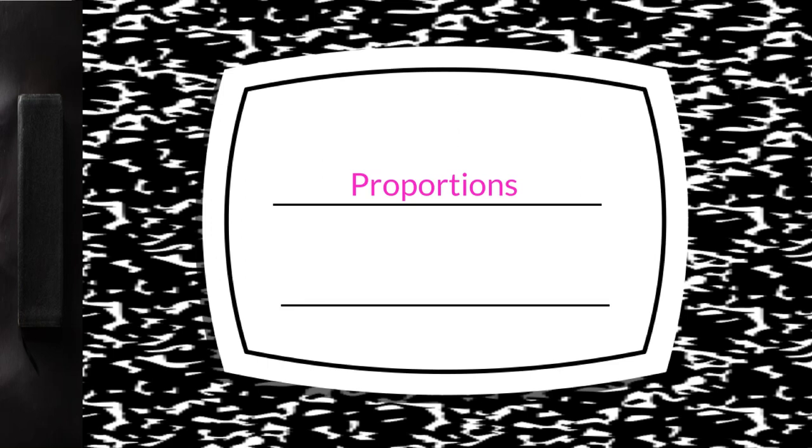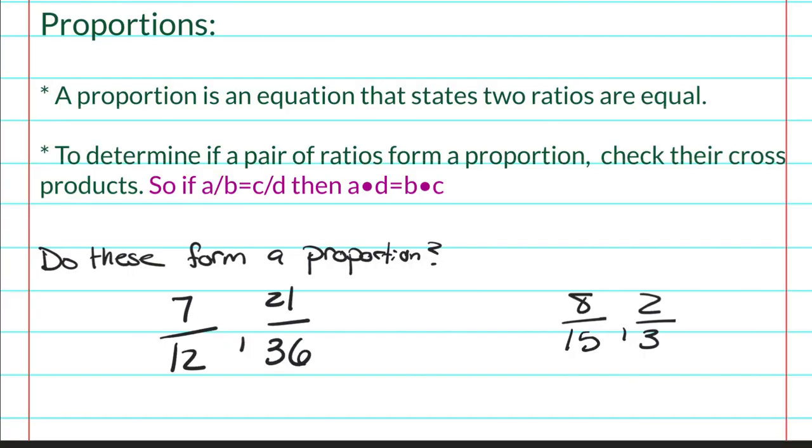Today we're going to go over proportions and how to solve them, and then determining if something is proportional or not. Proportions. A proportion is an equation that states two ratios are equal. To determine if a pair of ratios form a proportion, check their cross products. So if I have A over B equals C over D, then A times D must equal B times C.